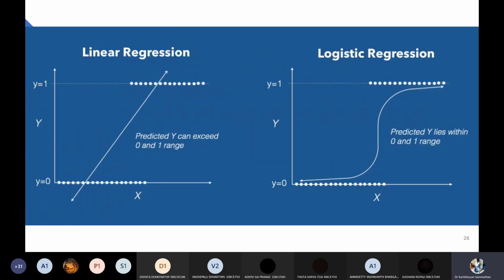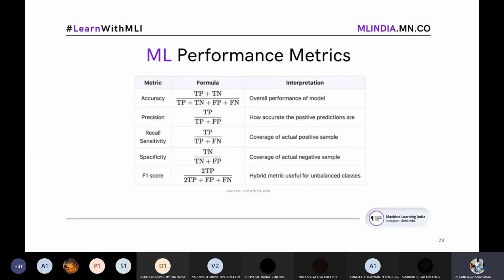You can see here your linear is always a straight line. Your logistic always varies from 0 to 1. So the y always varies within the range of 0 to 1. That is what the curve looks like. So that is your logistic regression.